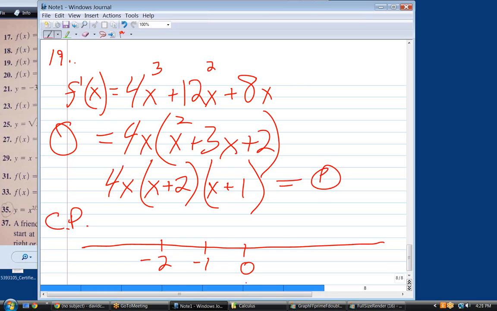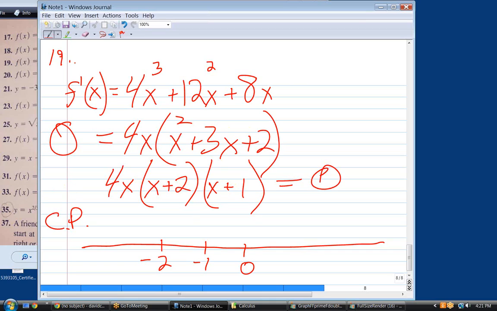And that's why I couldn't divide both sides by 4x. If you ever divide by a variable that can be 0, and 0 is one of the solutions, you'll lose it. You won't see it anymore. Notice that if I had divided both sides by 4x, I would only have these two critical points. Well, 0 is an important one.